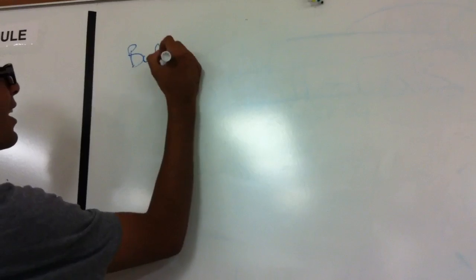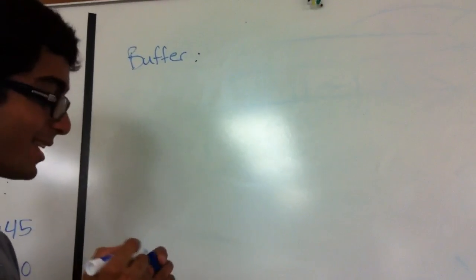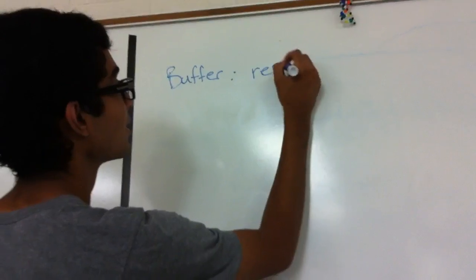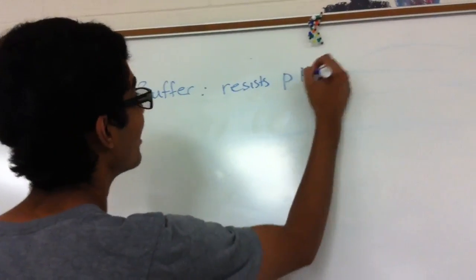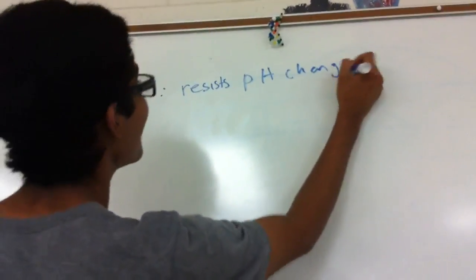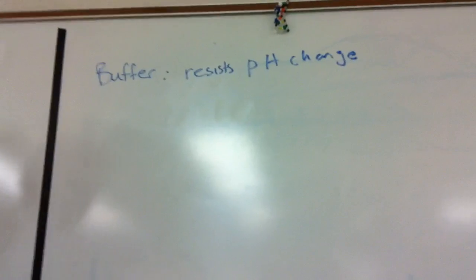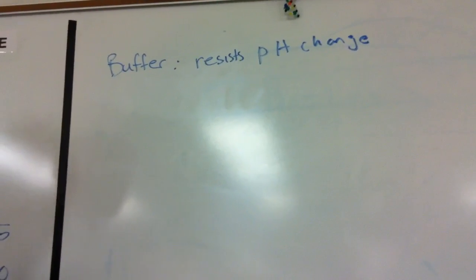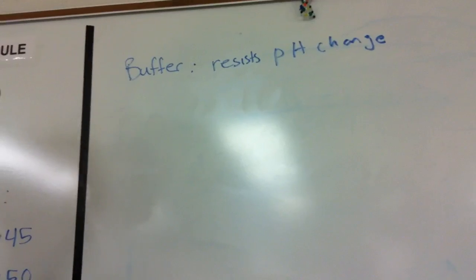Alright, so a buffer, by definition, is anything that resists a change in its pH. So, resists change in pH. Say it after me, guys. A buffer is made from a weak acid and the salt of that acid, or a weak base and the salt of that base.